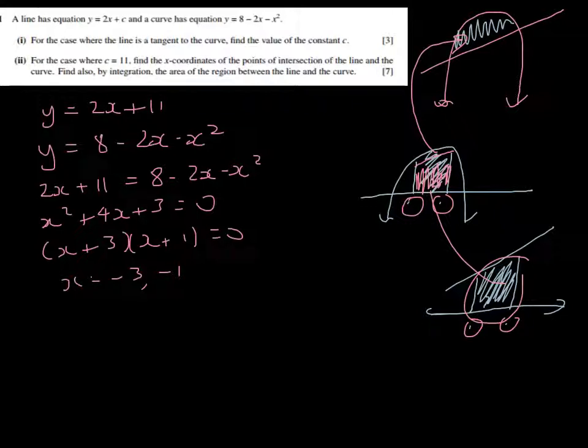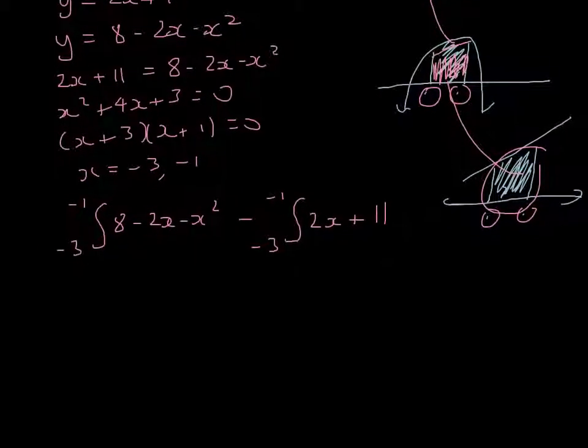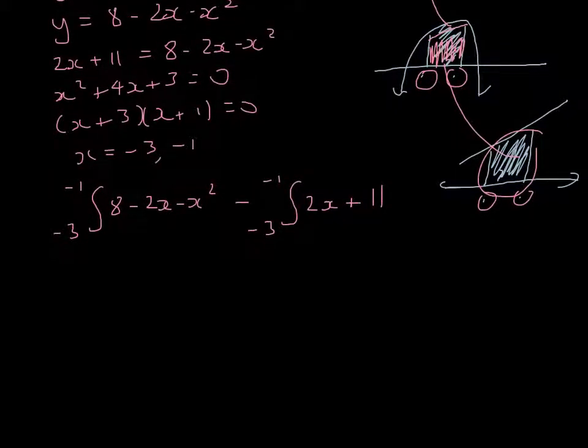So to make this work, I'm going to integrate between negative 1 and negative 3 to get the area under the curve. The curve equation is 8 minus 2x minus x squared. I'm going to work out that area, and then I'm going to take away the area under the line. So that's going to be integrating between negative 1 and negative 3 for 2x plus 11. Just going to move this up. There we go. Like that. Cool.